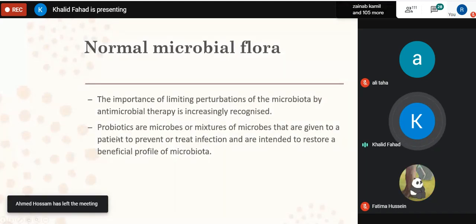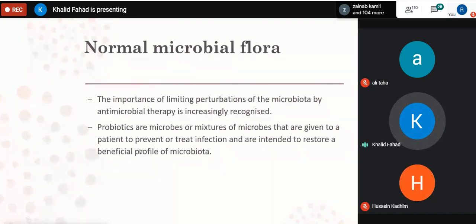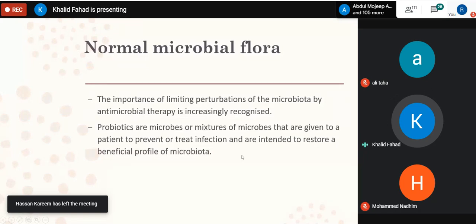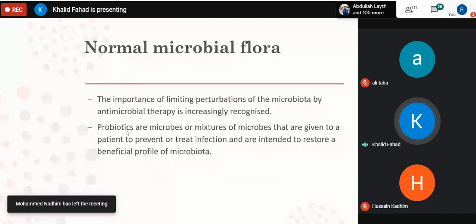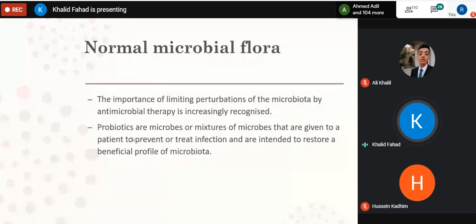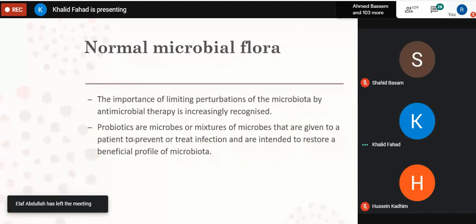What about the probiotics? Probiotics are microbes or mixtures of microbes that are given to a patient to prevent or treat infection and are intended to restore a beneficial profile of the microbiota. So these are useful microbes. The aim is to prevent or treat infections and to restore the normal profile of microbiota that was altered by exposure of the human to antibiotics. So this is the idea of treatment with the probiotics.